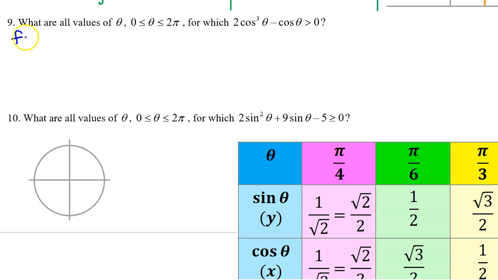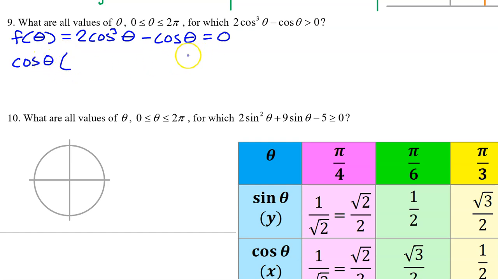So I'm going to write it like this. Let's define it by saying f of theta is equal to 2 cosine cubed theta minus cosine theta. But instead of writing greater than 0, let's go ahead and put equal to 0 right now. Now we're going to factor this by noticing that we do have a common factor of cosine theta. So let's pull cosine theta out to the front, and then imagine what will be left inside the parentheses.